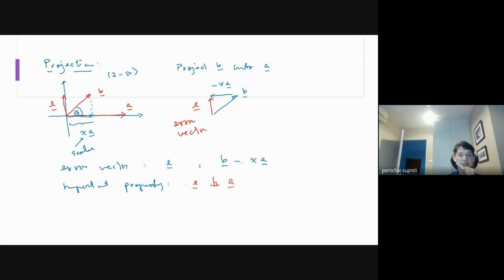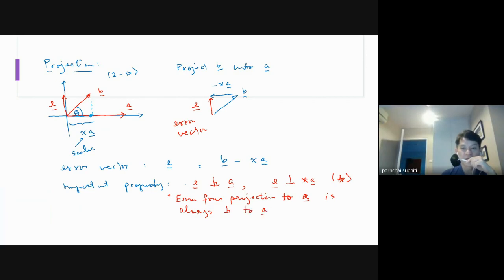So sometimes we say that E is orthogonal to A or is orthogonal to XA, okay? So this property is actually quite important. And sometimes this is what we say. We can just say that the error from projection, okay, an error from projection to vector A is always orthogonal to vector A. Okay.